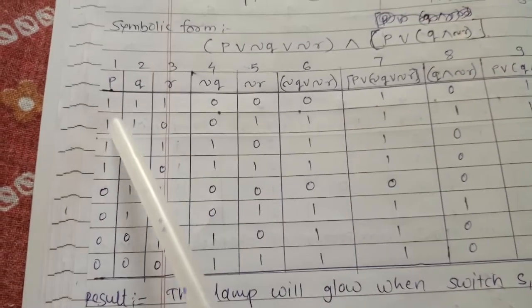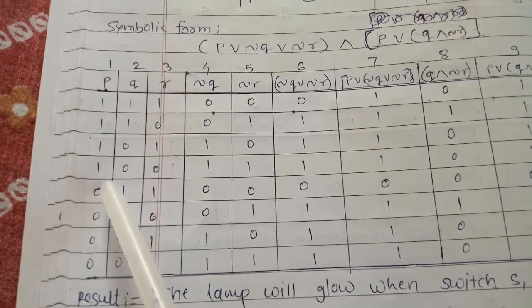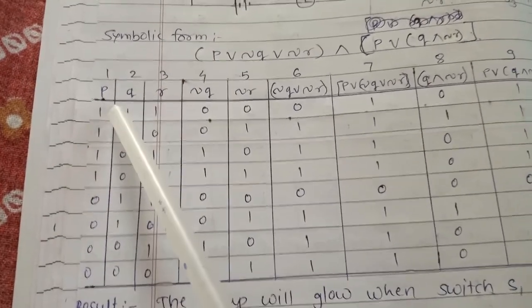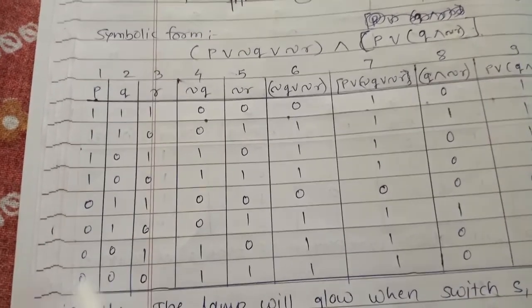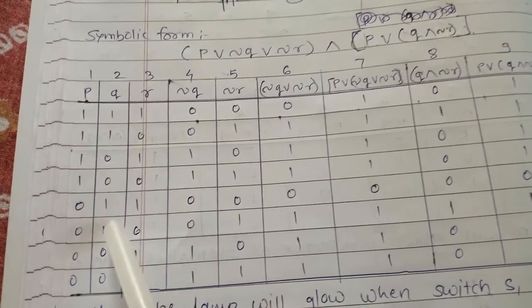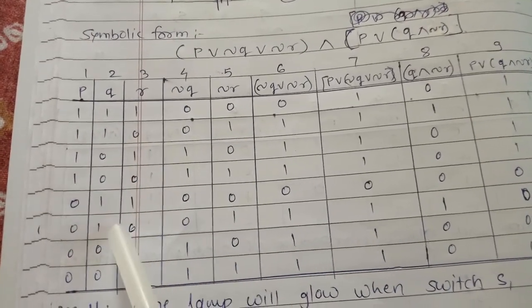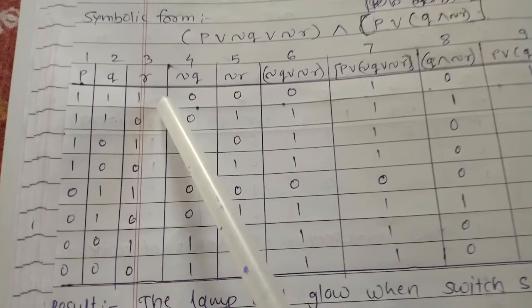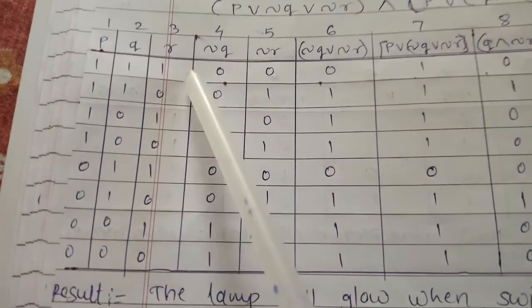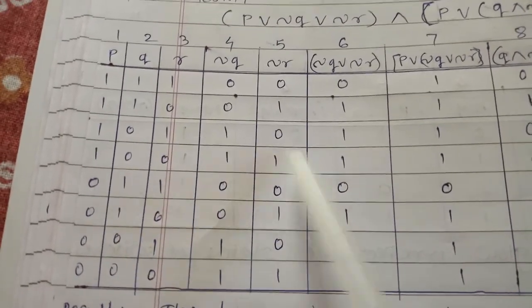Now since there are three letters, here we have to write down the three letters, and you know that whenever there are three letters, there are 8 columns. So you know that is T, T, T, T, 4 times T and 4 times F. So for that 4 times 1 and 4 times 0, then T, T, F, F, T, T, F, F. So 1, 1, 0, 0, 1, 1, 0, 0, and the last one that is T, F, T, F, T, F, T, F. So 1, 0, 1, 0, 1, 0, 1, 0.